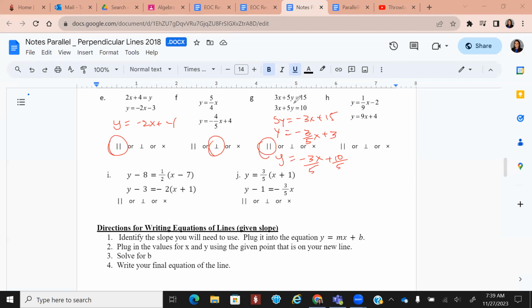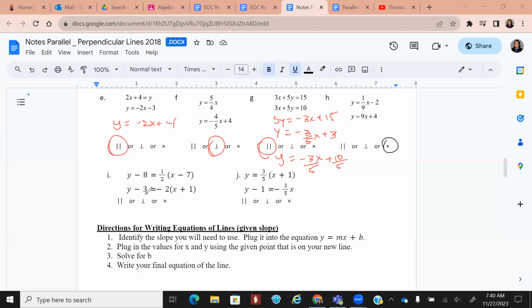Again, since you see these are both the same, then it's going to be the same slope, or you can just go ahead and put it in y equals mx plus b. On the next one, are they negative reciprocals? No, there is no negative or different sign between those two, so they're neither.